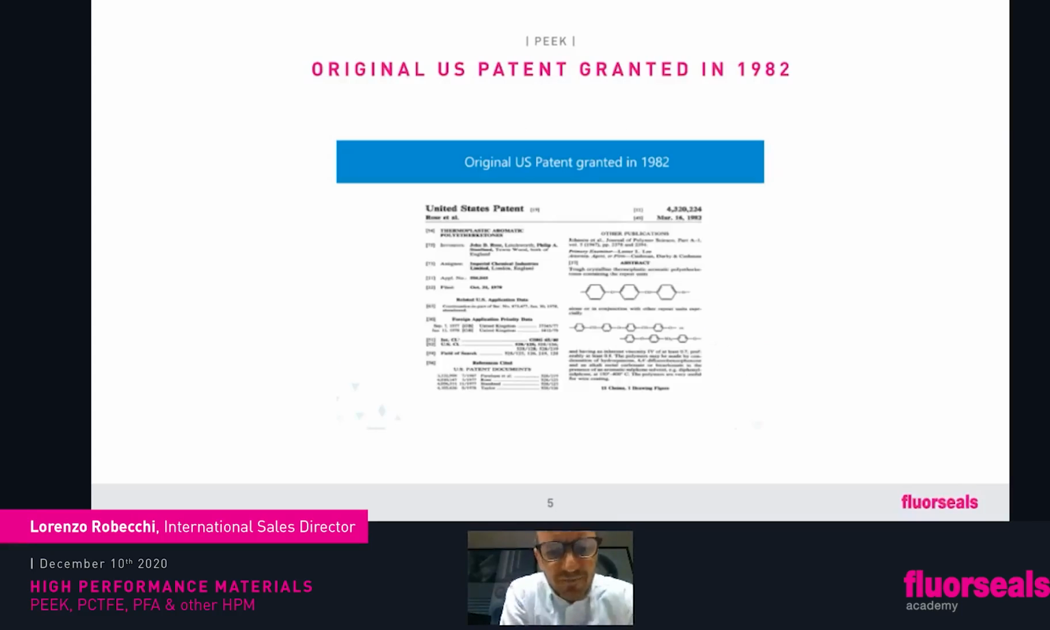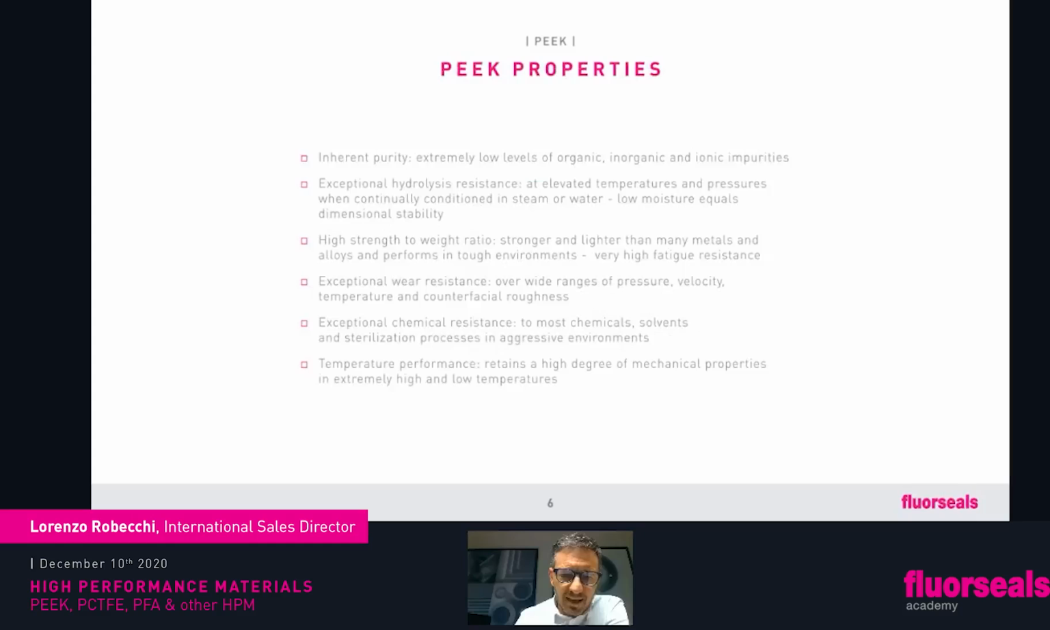I thank Victrex for this slide. Just out of curiosity, you may see the original US patent granted in 1982 to ICI for the PEEK. So this is the birth certificate of PEEK. As I said, it dates back to 1982, submitted by ICI, the chemical industry UK, and then Victrex has been a spin-off of this company. This is as a piece of curiosity. All right, let's go ahead.